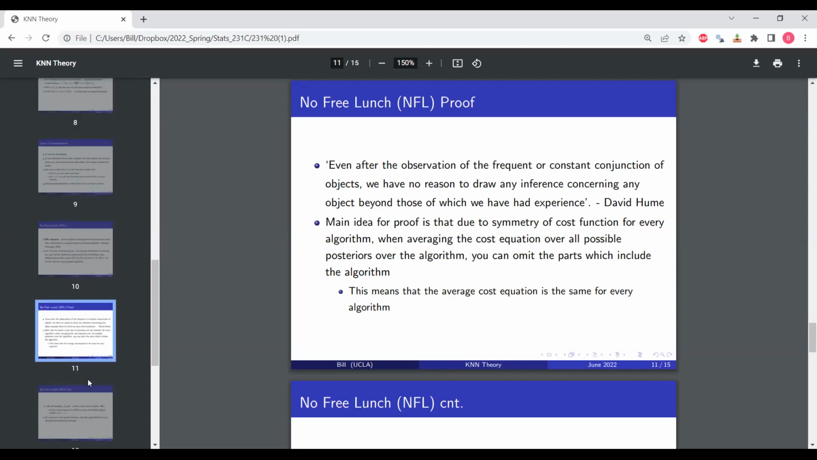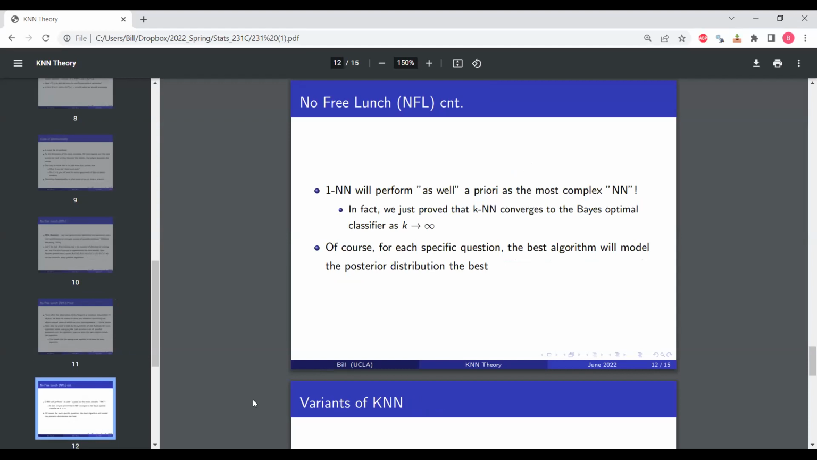So given that we have this theorem, I think we might enter into a philosophical paradox here: the 1NN algorithm that I previously mentioned, which might be the simplest machine learning algorithm, will perform, quote unquote, as well a priori as even the most complex neural network. And it might be an irony that for both algorithms their abbreviation is NN.